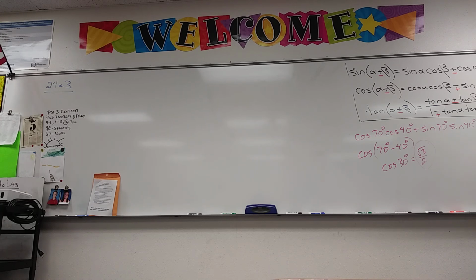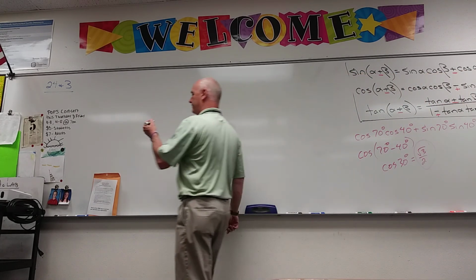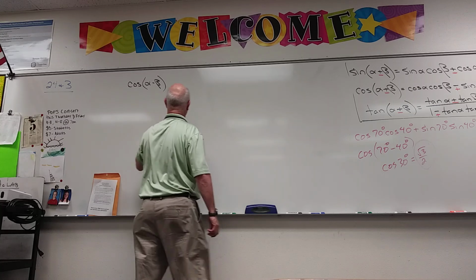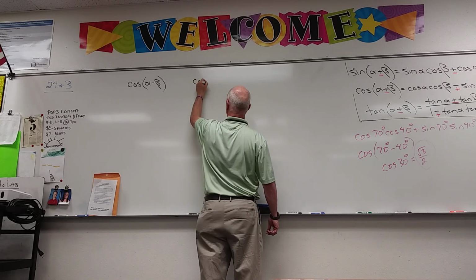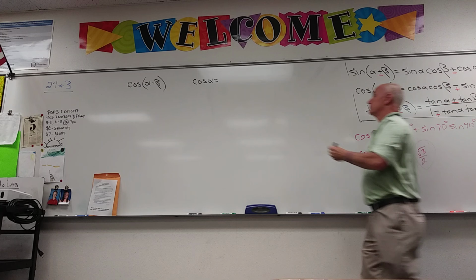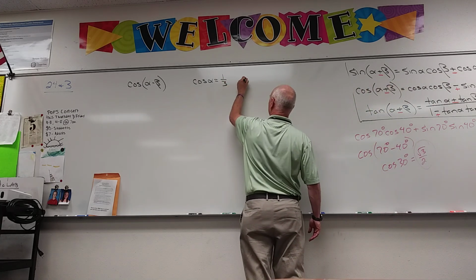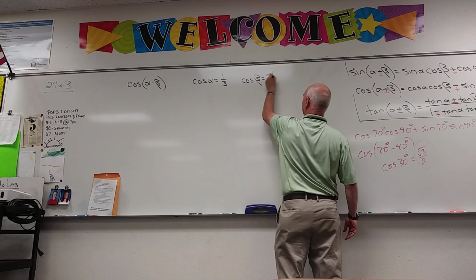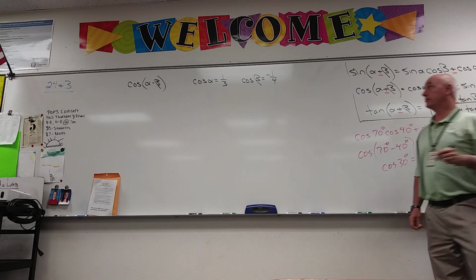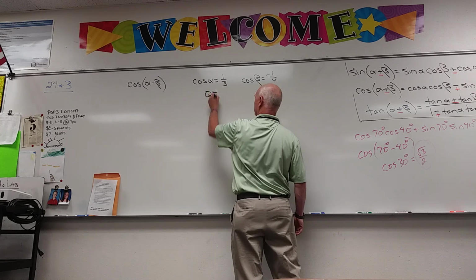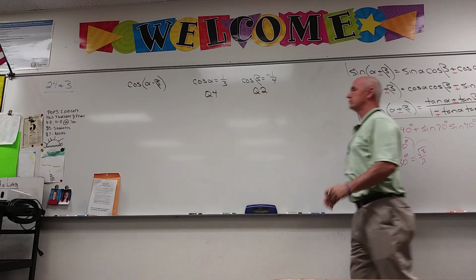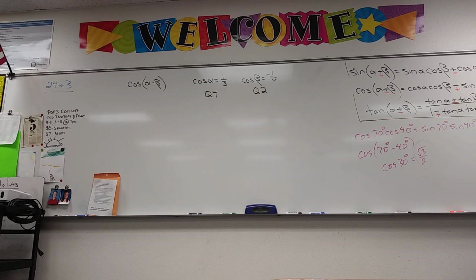So my next question is this. Please find the exact value of cosine of alpha minus beta if the cosine of alpha is 1/3 and the cosine of beta is negative 1/4, and the terminal side of alpha lies in quadrant 4, and the terminal side of beta lies in quadrant 2. Okay, go to work.